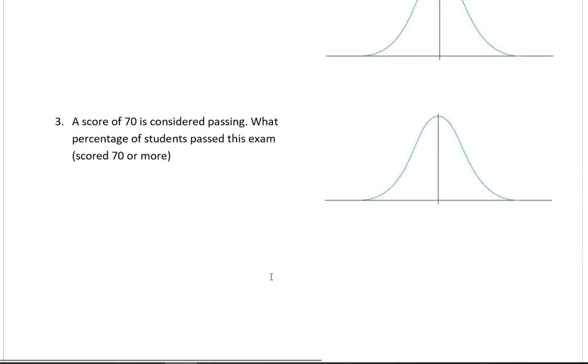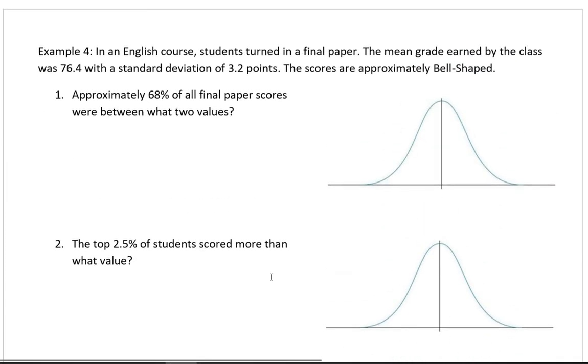All right, I have one more example here that has some more applicable circumstances, and then we'll end there and save the rest for the third video, or the third section. Example 4. In an English course, students turned in a final paper. The mean grade earned by the class was 76.4, the standard deviation of 3.2 points. The scores are approximately bell-shaped.